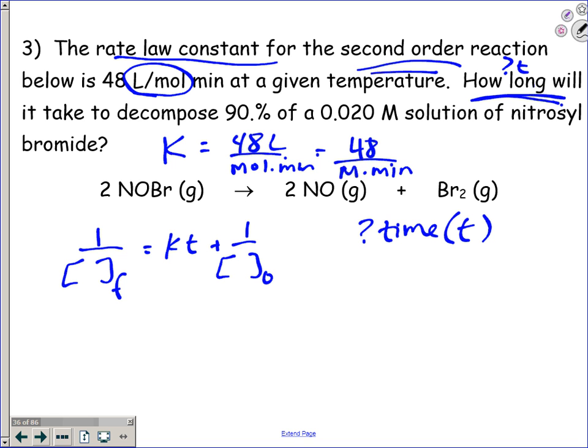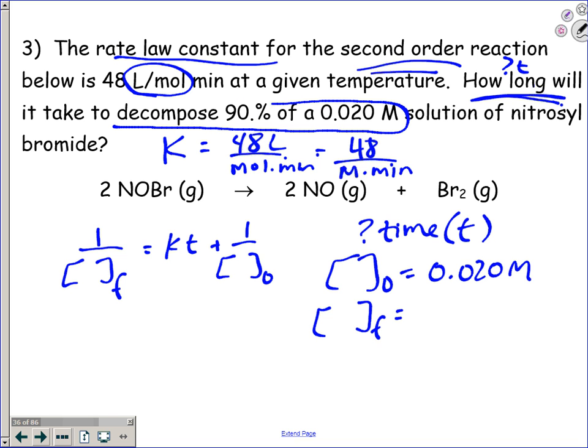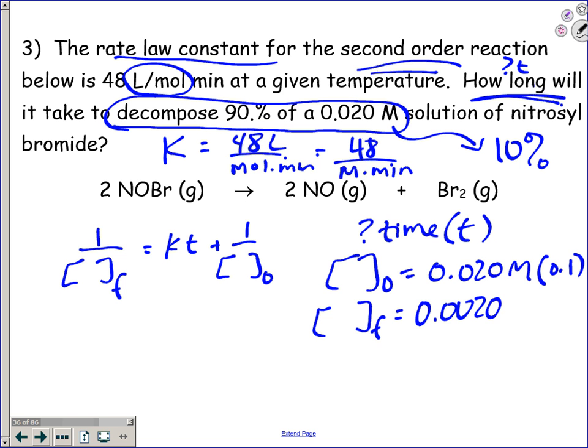Okay. Given what initial concentration? William? 0.020 molar. Okay. So how did you find the final? So if 90% of this decomposed, you're left with what? So you're left with 10%, right? And 10% of this is 0.1 times that, which would be 0.0020 molar.